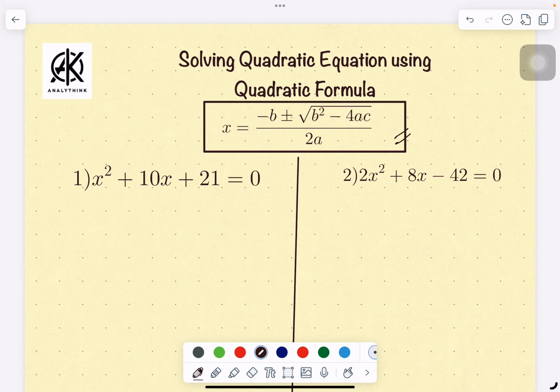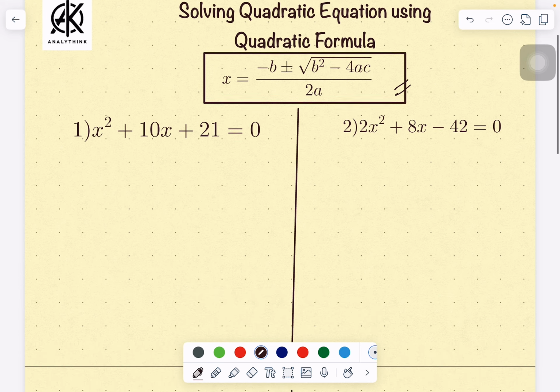Let's try to solve the following quadratic equation, which I also used in my previous video: x squared plus 10x plus 21 equals 0. Let's solve this using the quadratic formula. In this case, a is 1, b is 10, and c is 21. Now, x sub 1 would be negative b, and let's try to use plus first.